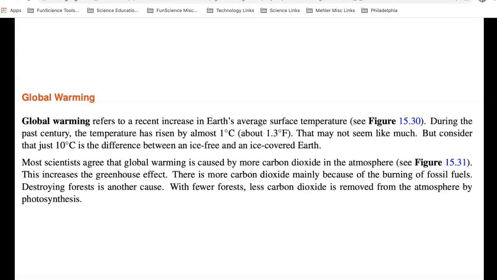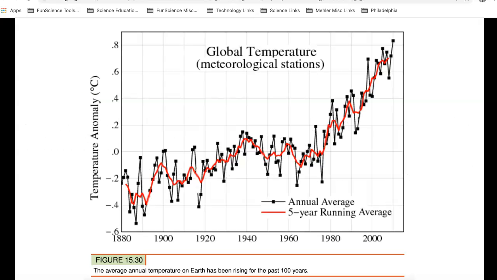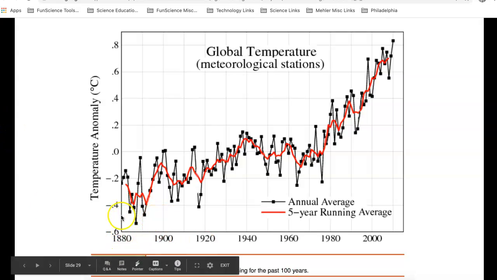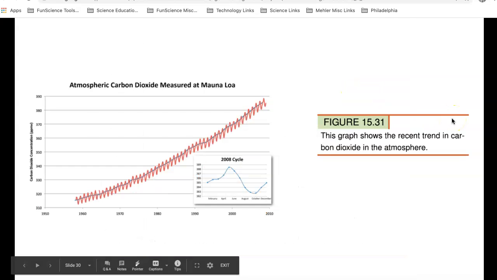I'd like to show you a couple things coming up. So the first graph we have here is our global temperature from meteorological stations all over the planet. And the average annual temperature has been rising over the last 100 years. So take a look at this. This is 1880, and this is a fairly dramatic rise over the last 100 years. And it's continued into 2020.